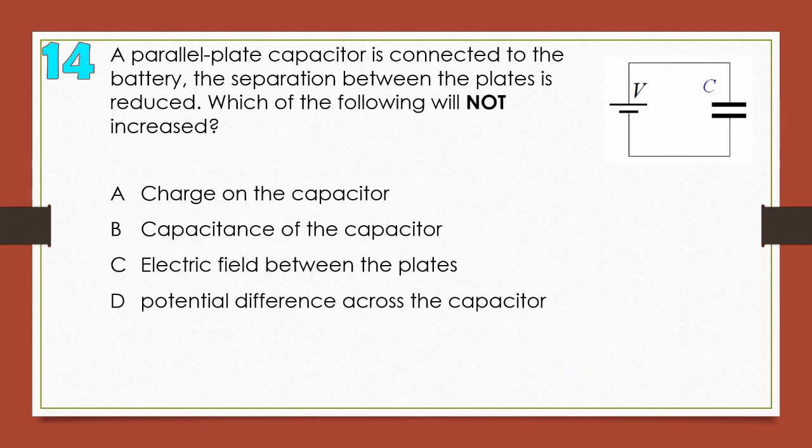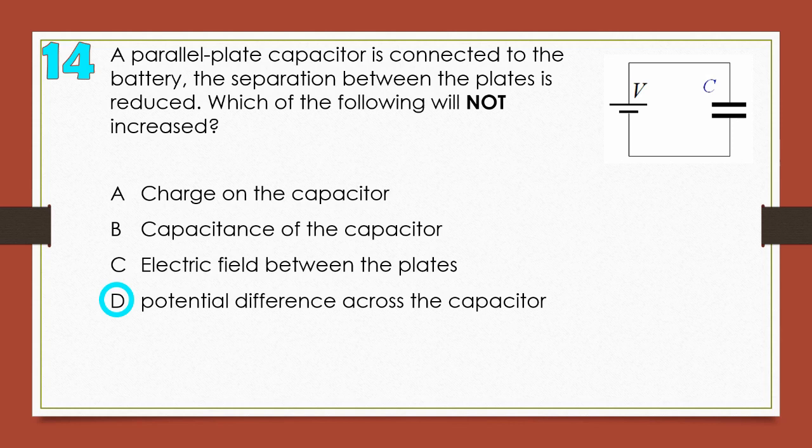For question number 14, a parallel plate capacitor is connected to the battery. The separation between the plates is reduced. Which of the following will not increase? Because the capacitor is still connected to the battery and we reduce the separation between the plates, meaning d decreases, which quantity does not increase? The quantity that is not affected is the potential difference across the capacitor, because it is still connected to the same battery.